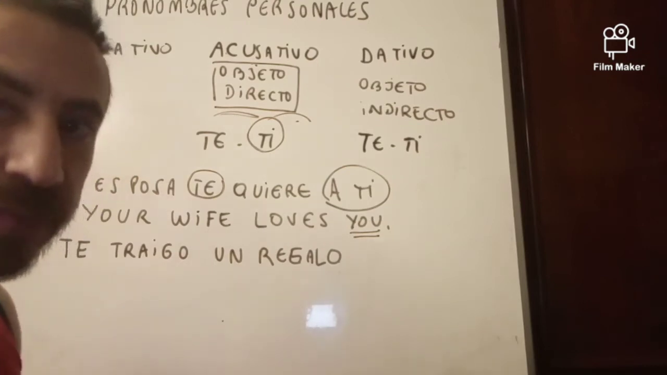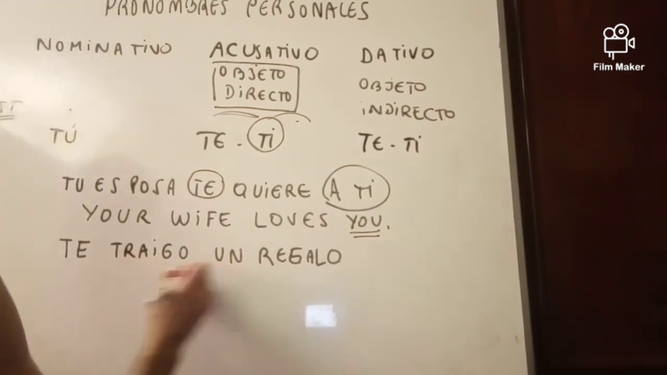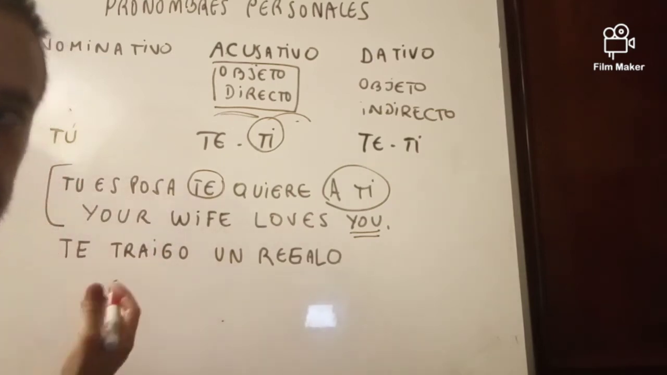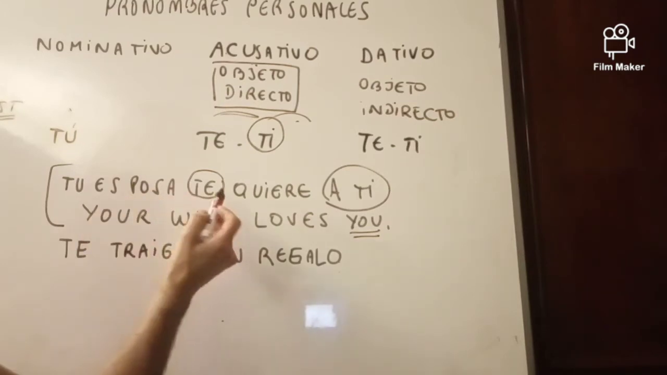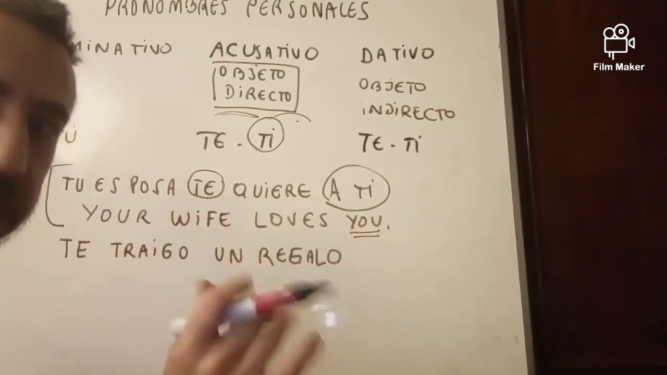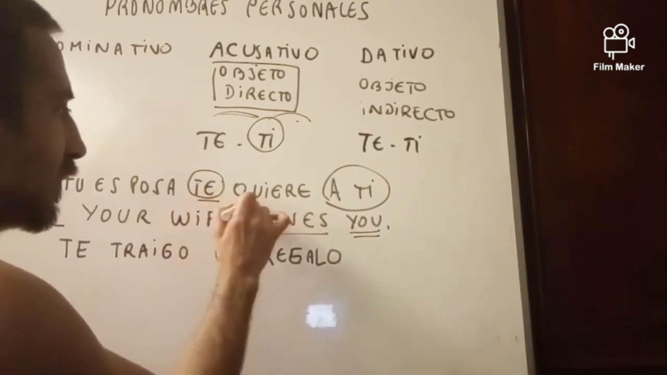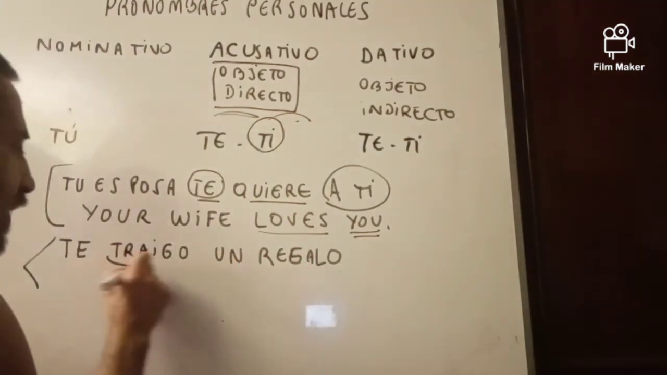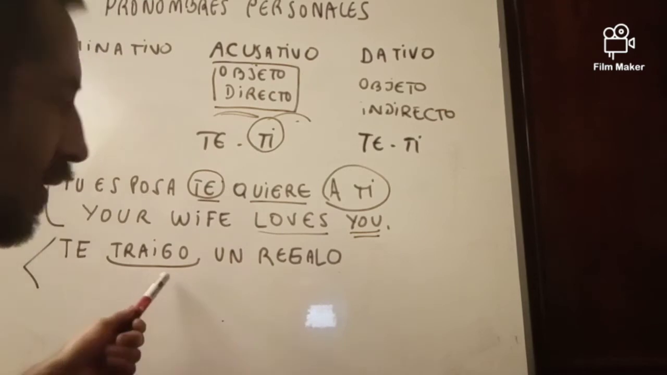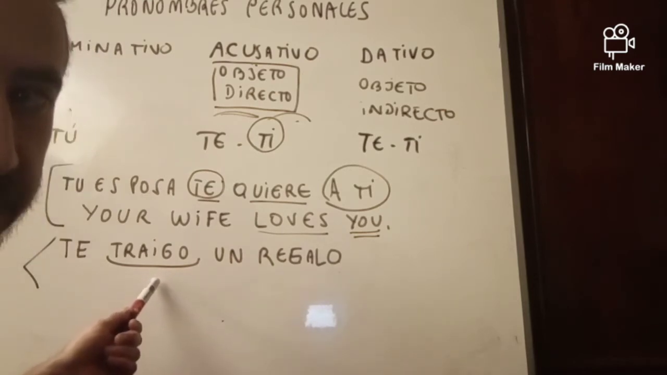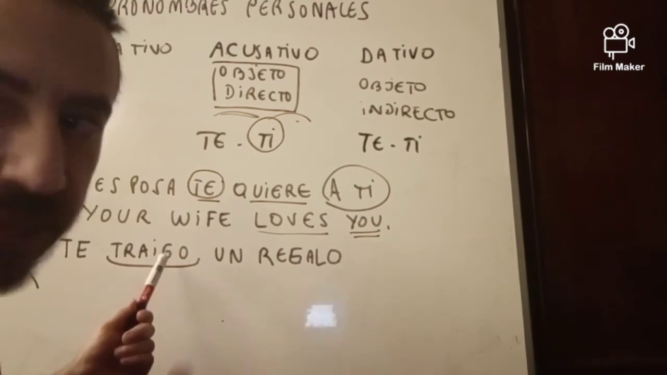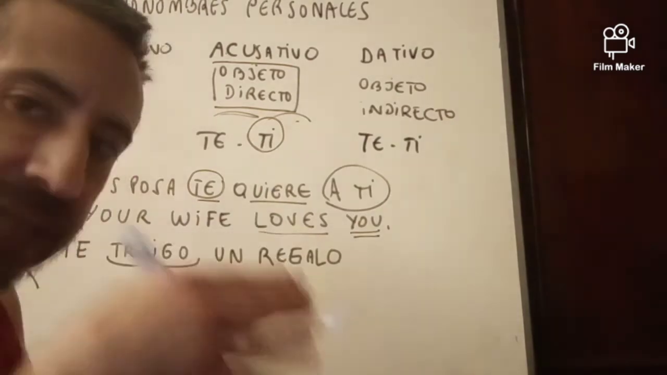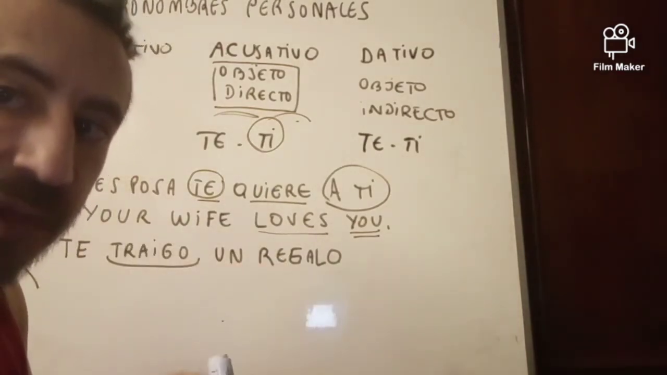Te traigo un regalo. In this case, as this is a feeling, this goes both in Spanish and in English in the simple present. As this is happening at the moment, remember that in Spanish, the simple present, what you call your simple present, tiempo presente para nosotros, for us, is very common used to indicate actions that are taking place at the moment.